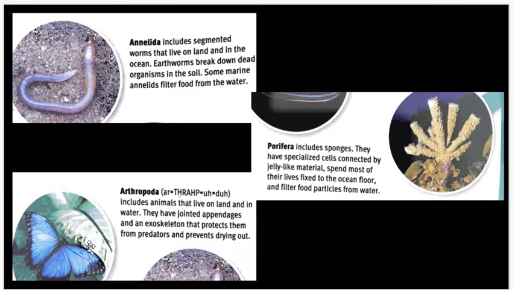Over here in the bottom left, we have arthropoda. This includes animals like insects. So they have jointed appendages. That means that in their legs, they have joints. And these creatures, they have an exoskeleton. So they have a skeleton on the outside. So the outside of an ant or a butterfly is very hard and protects them from predators.